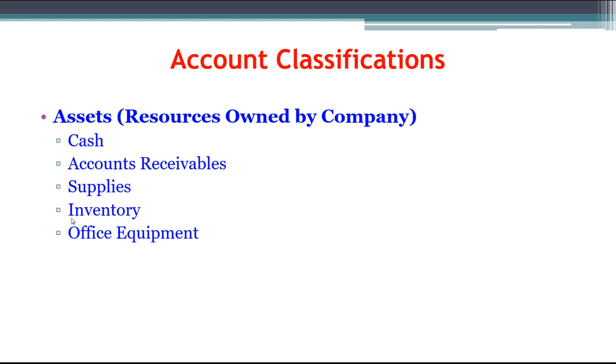Inventory. These are the products and goods that the company has bought that they're going to sell. Office equipment, the equipment they're going to use. Again, these are resources owned by the company that they're going to be using for one purpose or another.